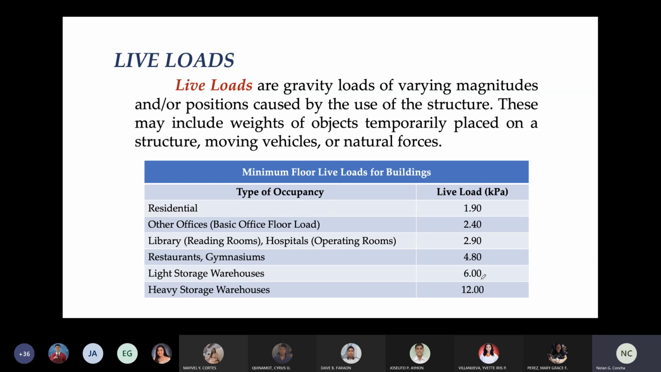In residential, most of the time, the live load is 1.9 kilopascals. Again, these values were not just guessed. There is big data based on a long period of observation. These are actually values from NSCP in kilopascals. 1.9 for residential, for offices 2.4 since it is heavier, for library 2.9, for restaurants or gymnasiums 4.8, for storage facilities 6 when heavy, 12. So these are all constant values for every type of occupancy.